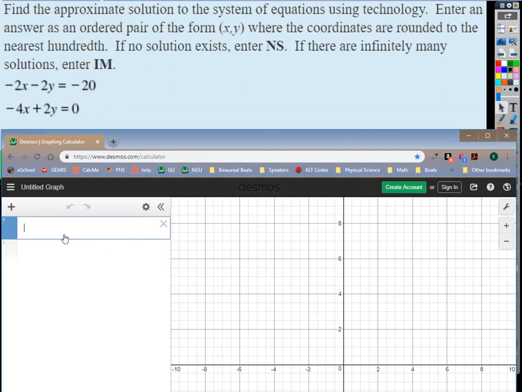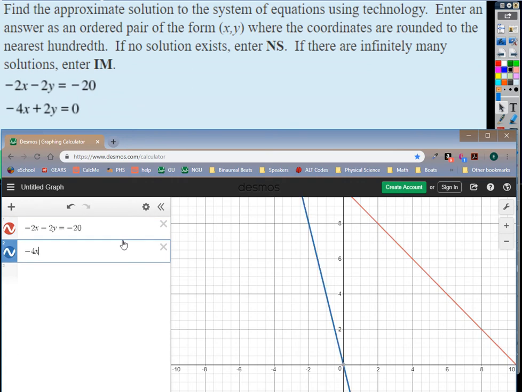So we can just enter them the way they look. On a graphing calculator, you have to isolate the y, but in Desmos, we can just do this, right? Negative 2x minus 2y equals negative 20, and it gives us the graph. Piece of cake.